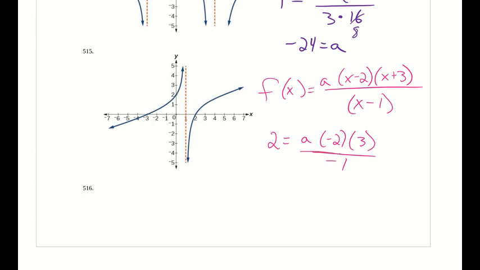So this side will be 6a is equal to 2. Divide both sides by 6. So a is 1/3. So we just put a 3 in the denominator here.